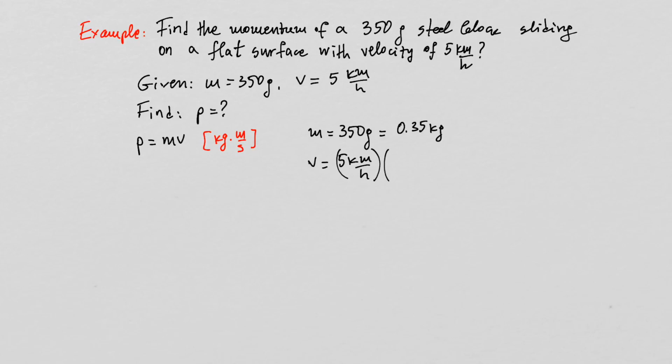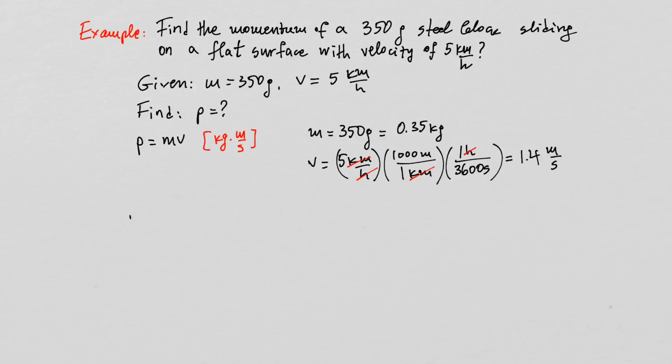For the velocity, we have 5 kilometers per hour, and we must multiply this by two conversion factors, one to convert kilometers to meters, and the other one to convert hours into seconds. So we have 1,000 meters per 1 kilometer, and then we have 1 hour per 3,600 seconds. And so the units of kilometers will cancel out, the units for hours will cancel out, and the result here is 1.4 meters per second.